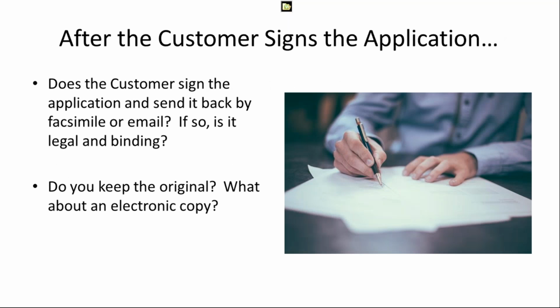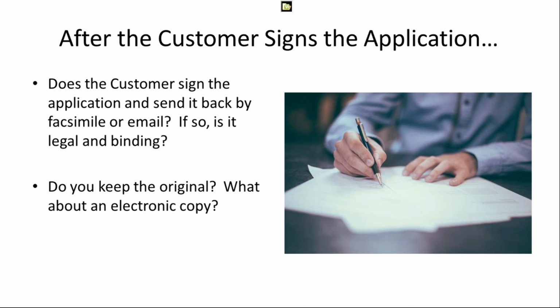So does the customer sign the application and send it back by fax or email, or do they do it electronically on your website? So is that legal and is it binding? The answer is yes, it is binding. Even though you don't have the original, most of the time you're not going to have a problem with that. There could be cases, if it involves real estate, that you've got to have the original, or if it's certified, if it is notarized, we would encourage you to get it back.